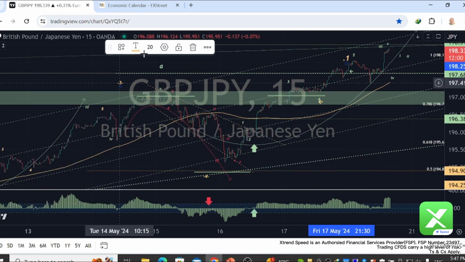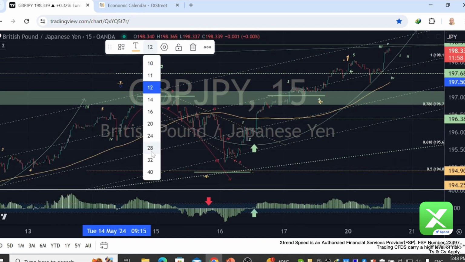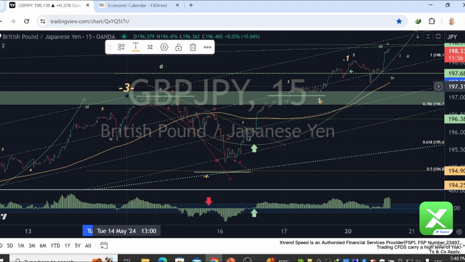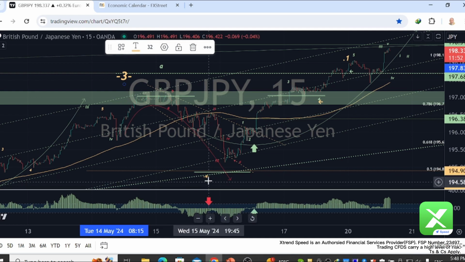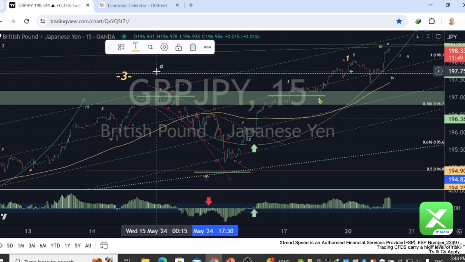Remember, we're going to be doing a higher degree 5, so I'm going to highlight these very strongly so that we don't lose focus of the swing that we're trading. We have finished 3, we have finished 4.